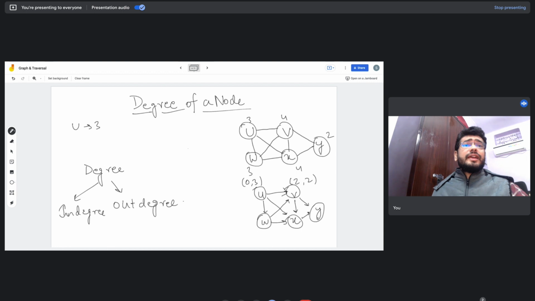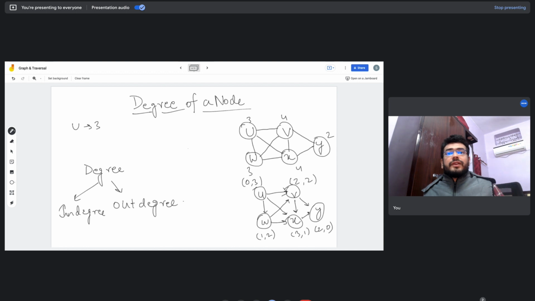Now if we look at Y, there is no edge coming out from Y, but there are 2 edges pointing towards Y. So the in degree of Y is 2 and the out degree is 0. Similarly, if we look at X, there are 3 edges pointing towards X, but only one edge pointing out of X. So the in degree is 3 and the out degree is 1. And if we look at W, there is one edge coming towards W and there are 2 edges pointing out from W. So the in degree is 1 and the out degree is 2.